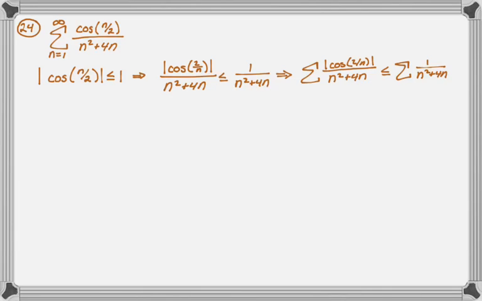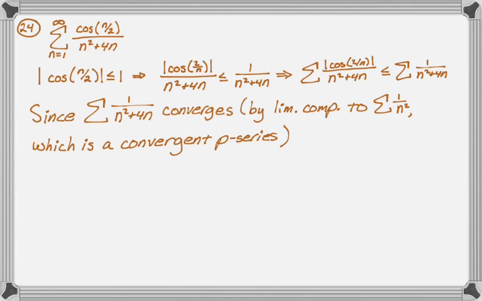So I'm going to write, since the sum of 1 over n squared plus 4n converges, and I want to say why it converges. So if I were going to do the work, I would limit compare this thing to 1 over n squared. So I'm just going to say that by limit comparison to the sum of 1 over n squared, which is a convergent p-series.